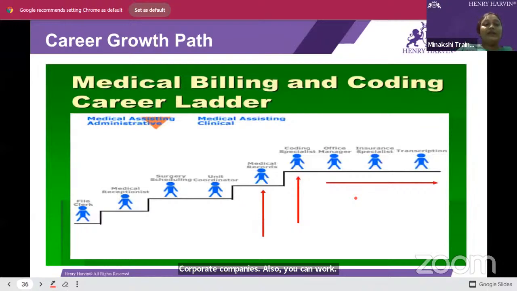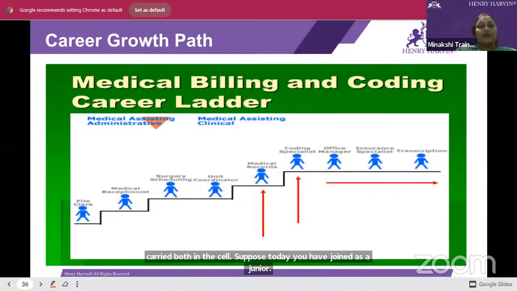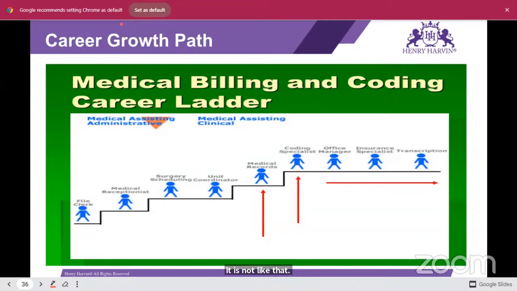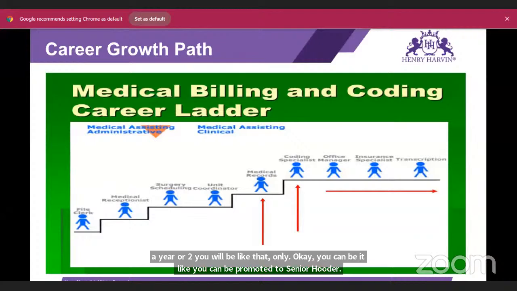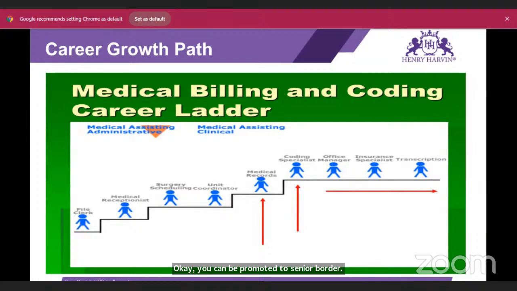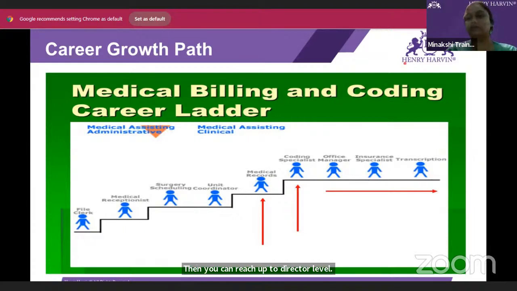Next, we will be talking about career growth. Suppose today you have joined as a junior coder. It is not like you will stay that way for a year or two. You can be promoted to senior coder, then quality, then review team, then team lead, manager, senior manager, and you can reach up to director level. A lot of opportunities will be here.